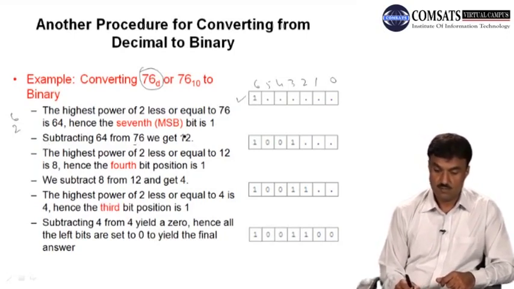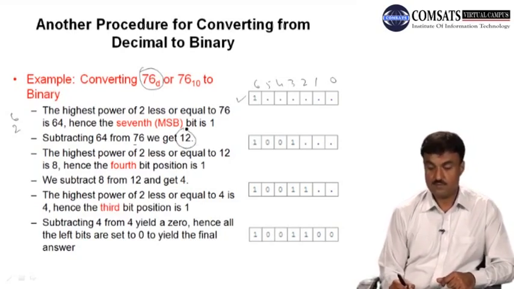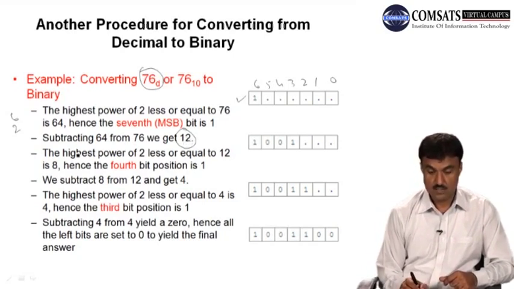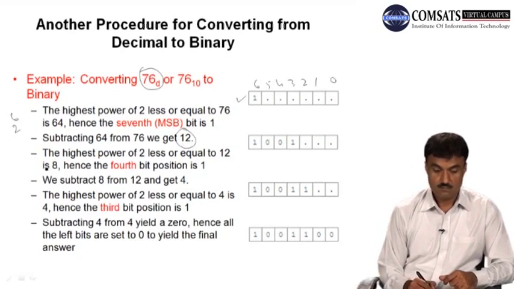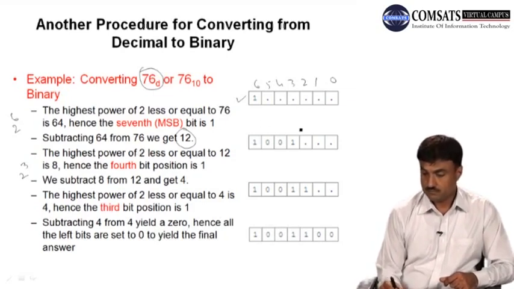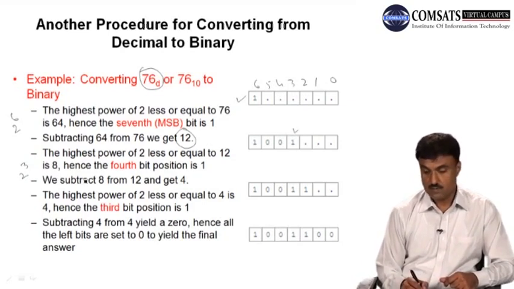So this is the new number for which we have to find the power of 2 that will produce a value less than or equal to this number. So the highest power of 2 that will produce a number less than or equal to 12 is 3, so 2 raised to 3 is 8. For this power, we write 1 here at this point, and now we subtract 8 from 12, so we have 4.